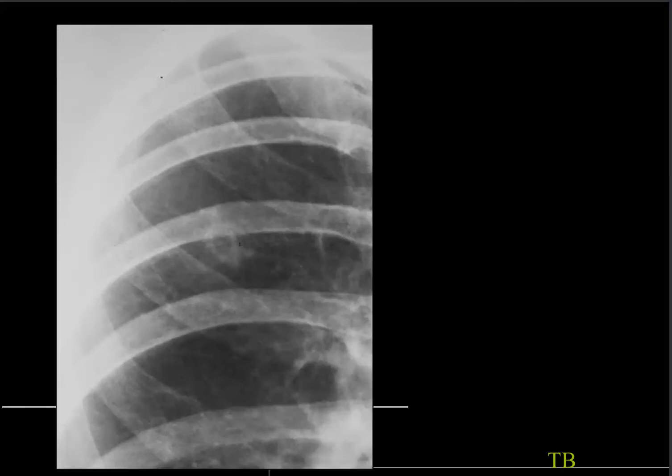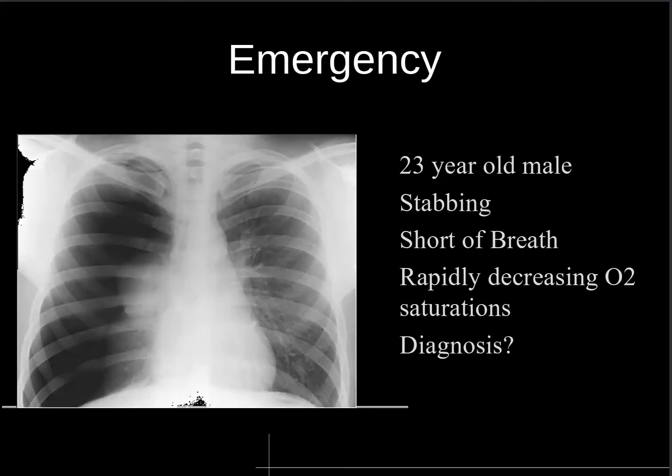Okay, so let's do some real-life emergency cases now. Are you ready? First case. You're in A&E. A 23-year-old male comes in, suffering a stabbing, short of breath, rapidly decreasing O2 saturations. In front of your very eyes, you can see his O2 sats go from 95 to 85 to 75, and they're just getting lower and lower. What's your diagnosis? Have a look at the chest x-ray.